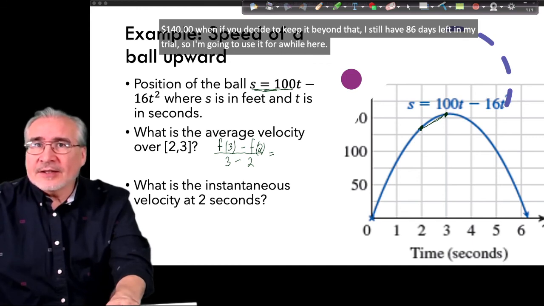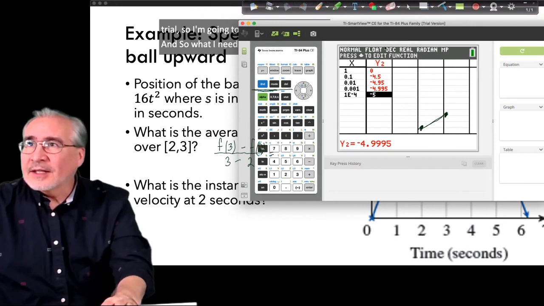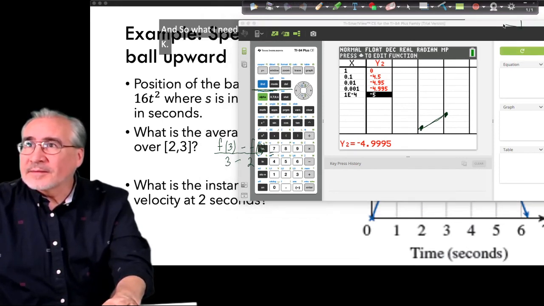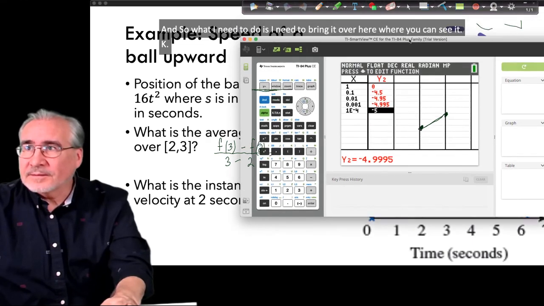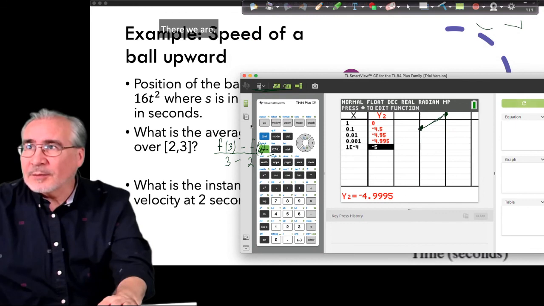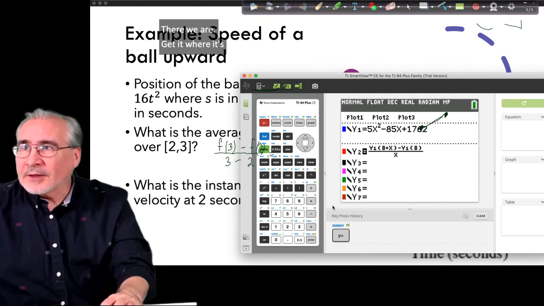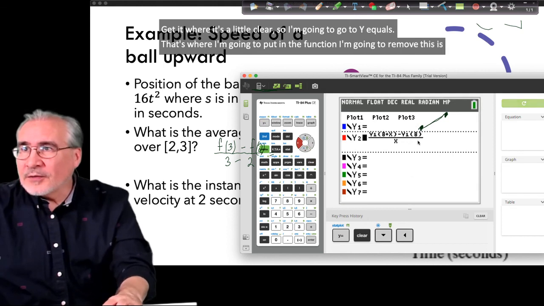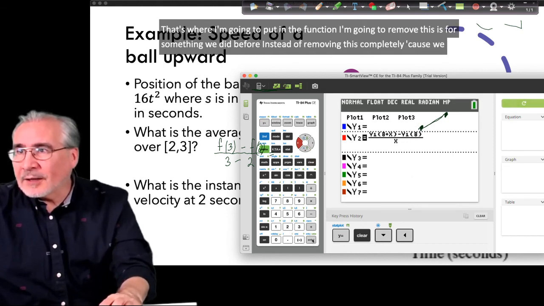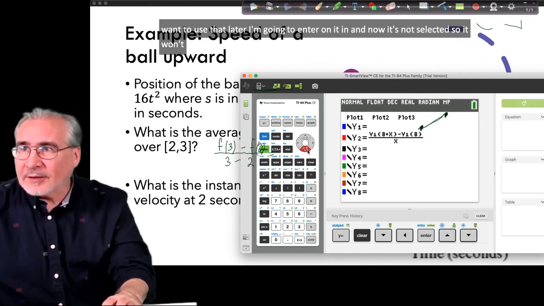And so what I need to do is bring it over here where you can see it. Okay. There we are. I'll get it where it's a little clearer. So I'm going to go to y equals. That's where I'm going to put in the function. I'm going to remove this, which is for something we did before. Instead of removing this completely, because we might want to use that later, I'm going to press enter on it, and then it's not selected, so it won't be used by the system.